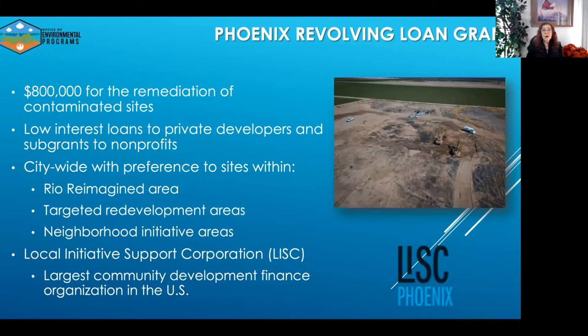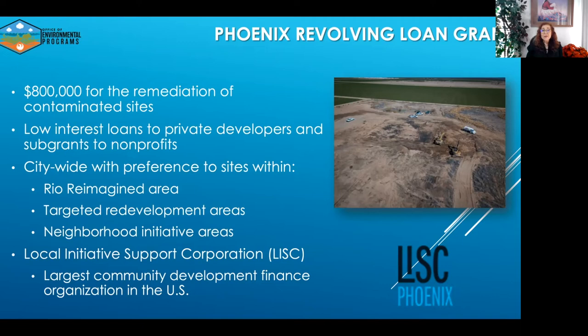So it's $800,000 for citywide, any sites located within the city of Phoenix. We'll be providing low interest rate loans to private developers, and we can also provide sub grants to nonprofits. So that's a little interesting twist to this revolving loan fund, is that it's not only loans, but grants could be made for cleanup to nonprofits who are eligible. So there's always a little bit of nuance to all of these grants that you can find that might satisfy lots of different needs.